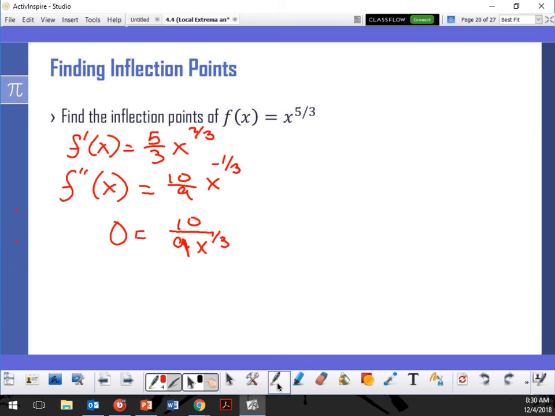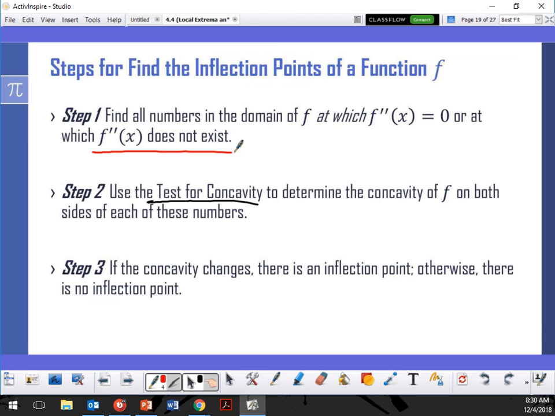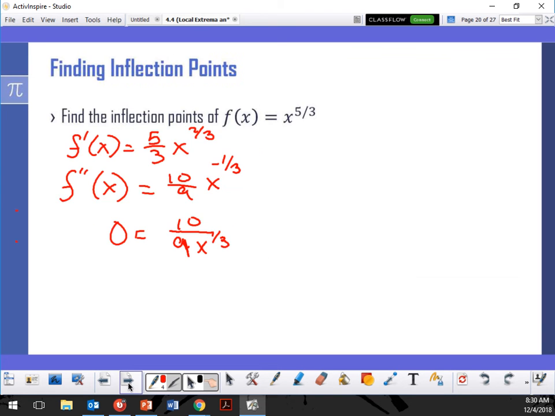That's what we're talking about. Okay. Remember, we're checking right here where f double prime does not exist. Is there a place that f double prime does not exist? Yes. Where? x equals 0, right? At x equals 0.